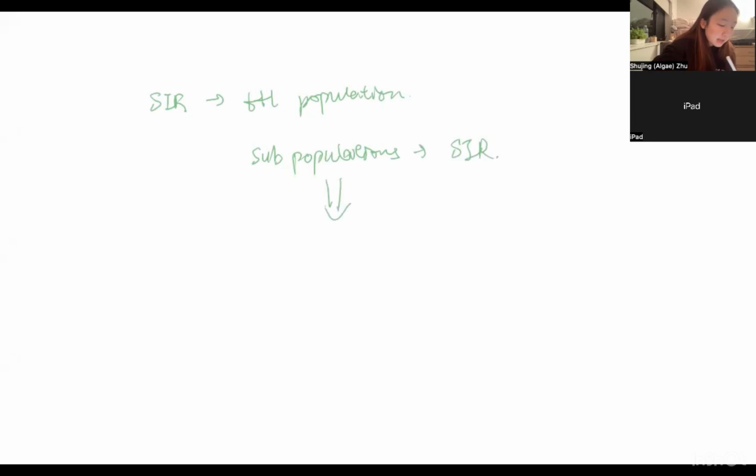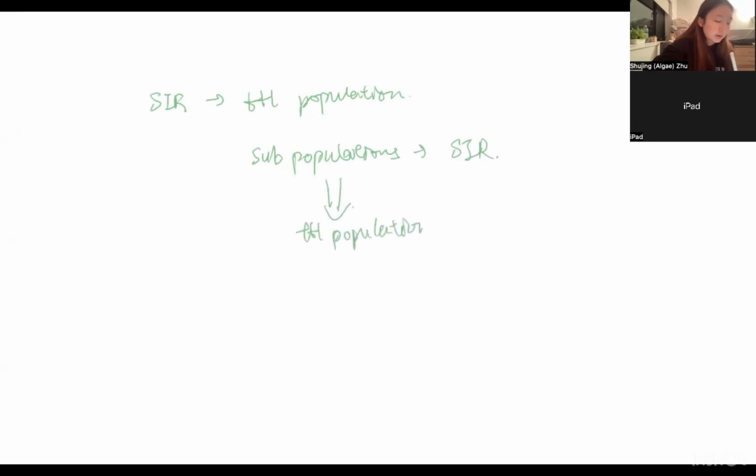My model is slightly different from the original SIR model. The original SIR model assumed that there is one SIR trend for the entire population. But for my model, I assume that we have a huge total population, but we also have some subpopulations of this population, all of which have their own SIR trend. And adding them up together, we get the total population.